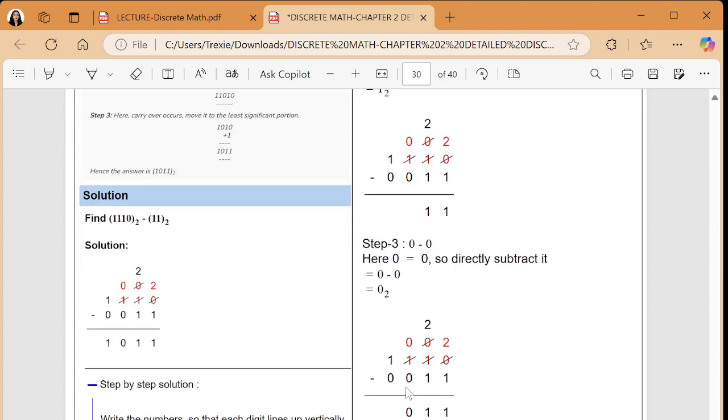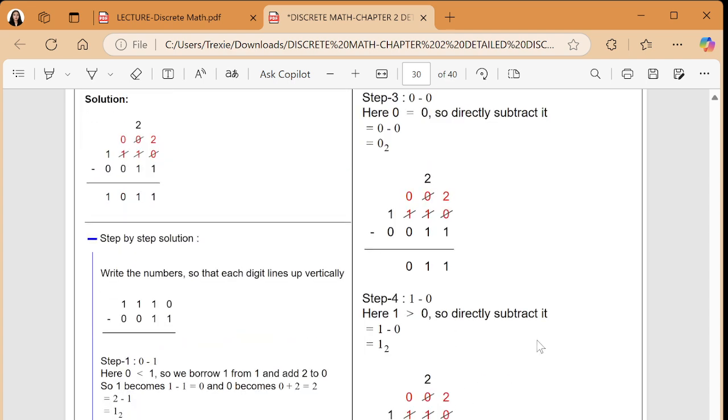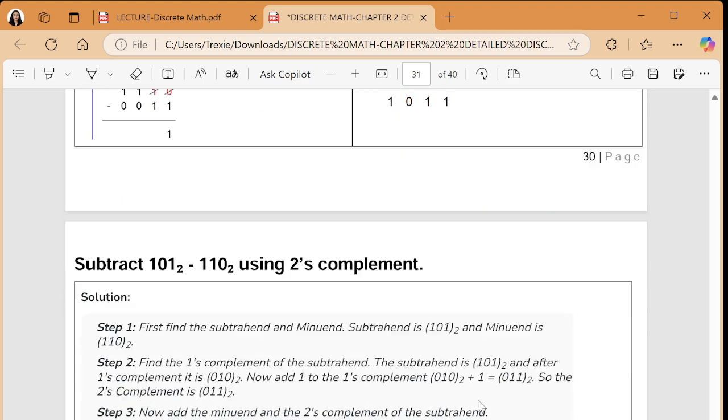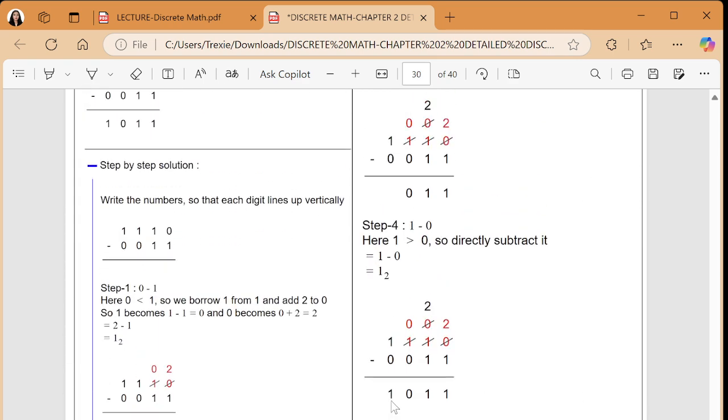So for step 3, since we have here 0 and 0, we directly subtract it. 0 minus 0 is equal to 0. Then for step 4, since we have 1 minus 0, 1 minus 0 is equal to 1. So the final answer is 1011 base 2.